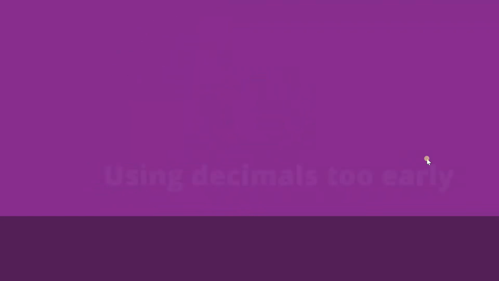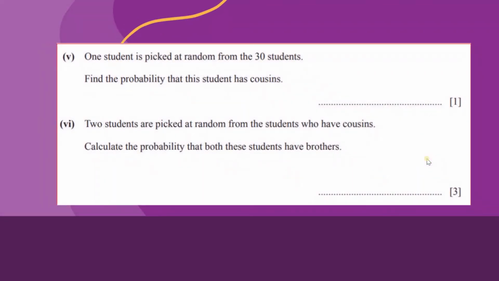Number 2, using decimals too early. Look at the question here. It's a probability sum, so you'll most likely be working with fractions. Now be careful not to change these fractions into decimals too early in the sum. What do I mean by that? Let's say the probability of event A is 1 by 3. When you change that into a decimal, it becomes 0.33 recurring, which is not the same as 1 by 3. There you go. You just created an inaccuracy.